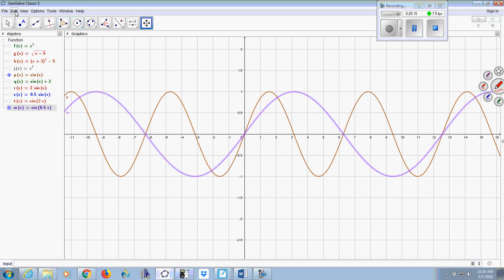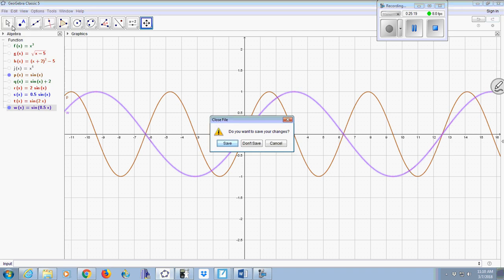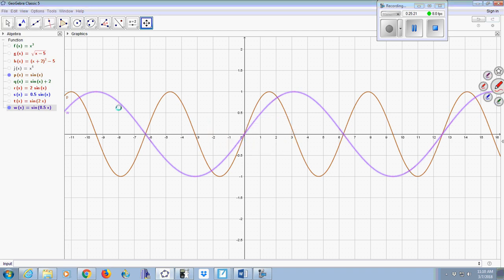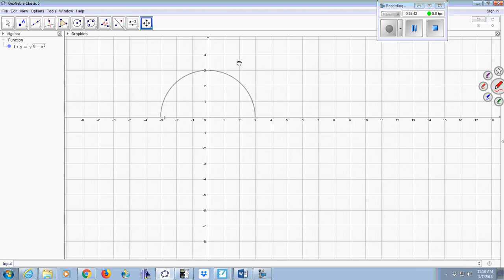I guess it's time for a new GeoGebra here. I was doing this with my 107 class. We're doing transformations. All right, so you would say y equals, and then square root is sqrt, and then you say 9 minus x squared, and there's your top half of your circle.